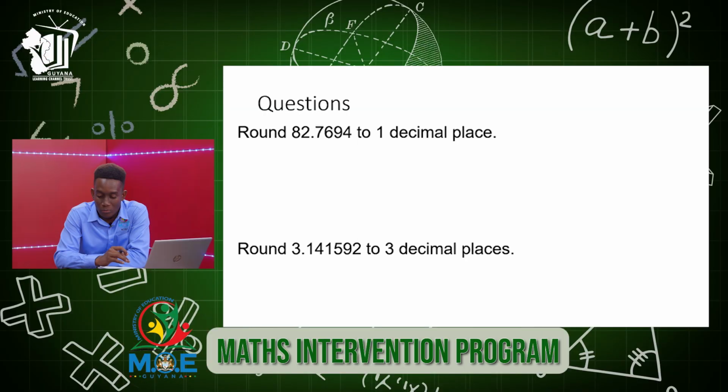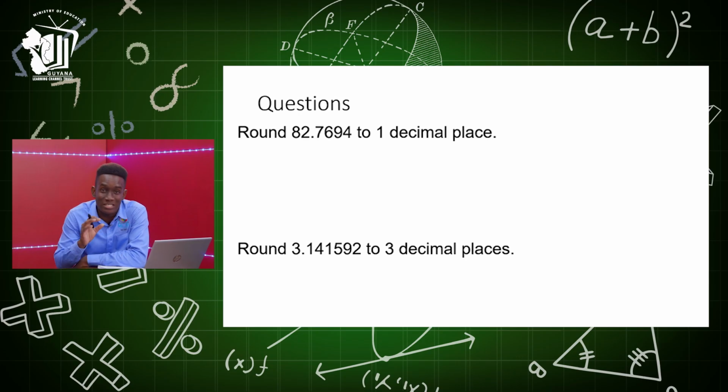Let's say the question asks us to round 82.7694 to 1 decimal place. So after the decimal point, we should have 1 number. In this case, we count 1, and then we look at the number after the digit that we stop at. In this case, the number is 6. Of course, this 6 is 5 or more. So what do we do? We add 1 to the previous number. So this would be 82.8 to 1 decimal place.